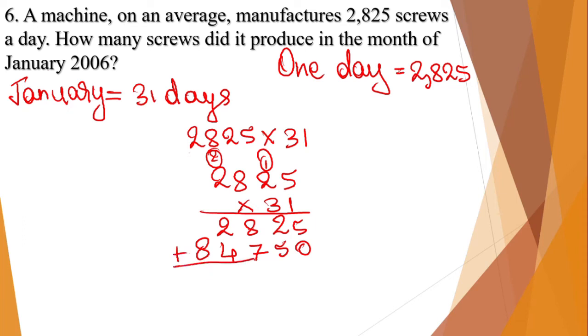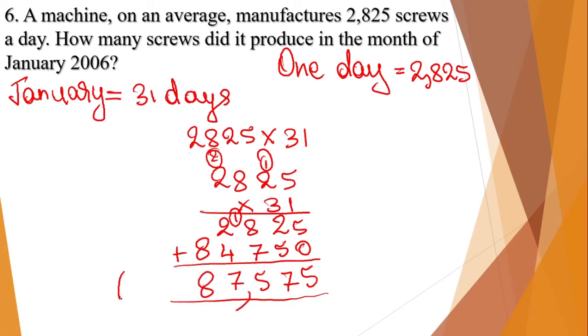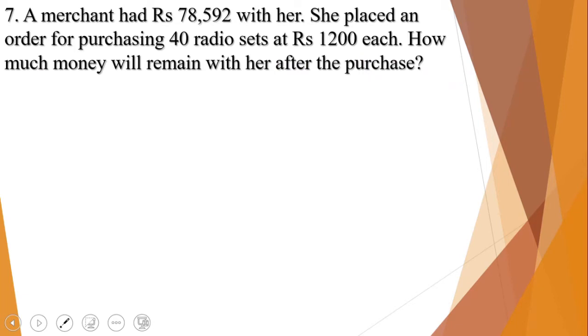Now let's add them. Now 5 plus 0 is 5 only, and 2 plus 5 is 7, and 8 plus 7 is 15. So 5 here and 1 carry over, and 1 plus 2 plus 4 is 7, and 8 will come as it is. So our product will be 87,575. Then our answer will also be 87,575. So this is our answer for the sixth question. Now let's see the next question.